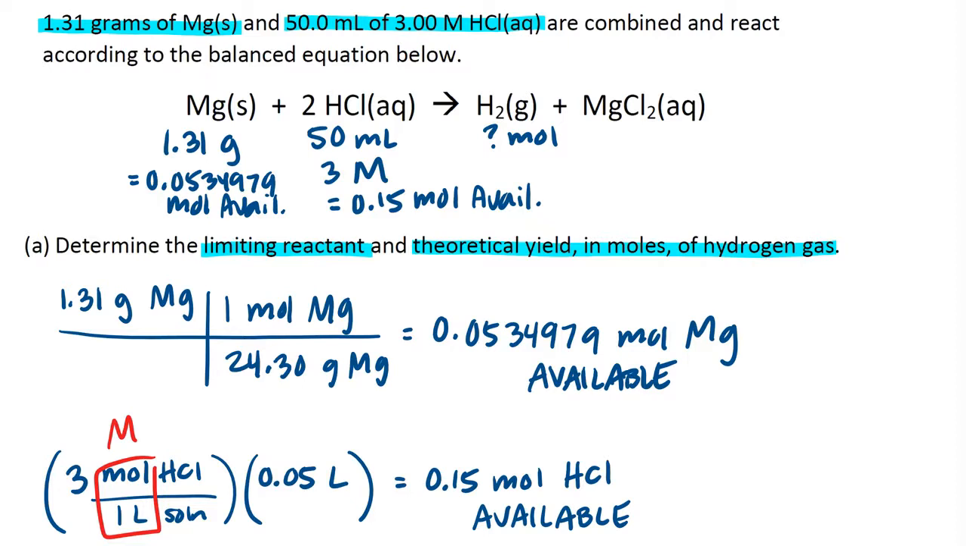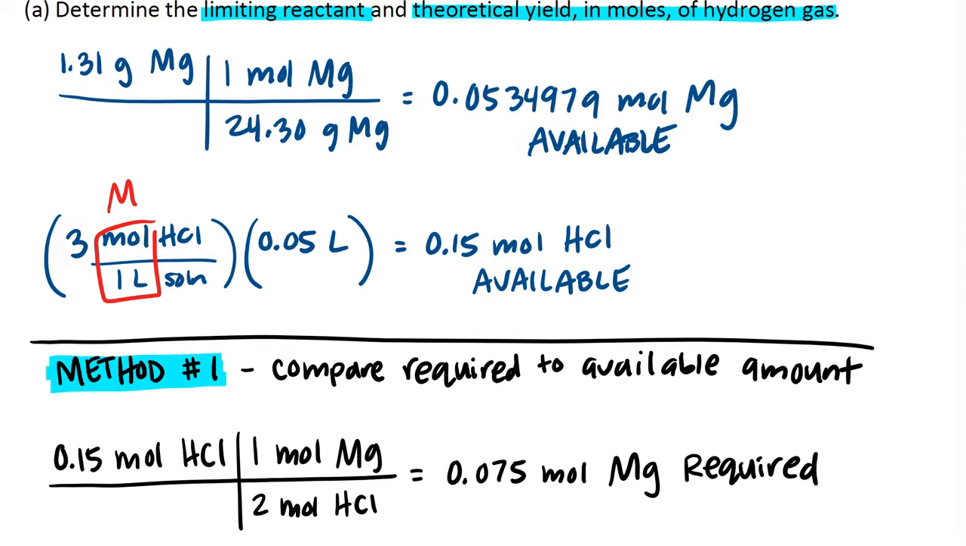So real quickly, I'll write out the 2 most common methods of solving this. And again, it doesn't matter which one you choose as long as you show the work and we're able to follow your work so that we can give you credit for your thought process. All right, here's method number 1. It's the compare required to available amount.